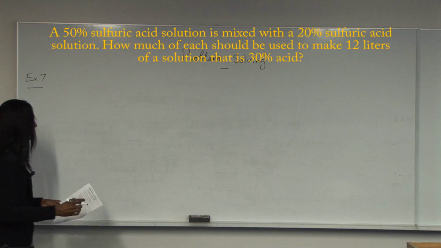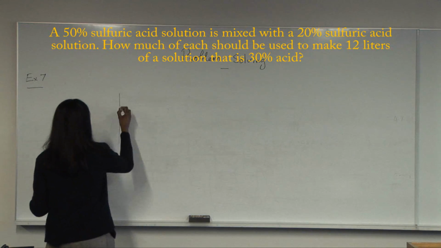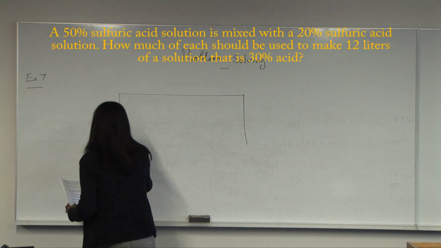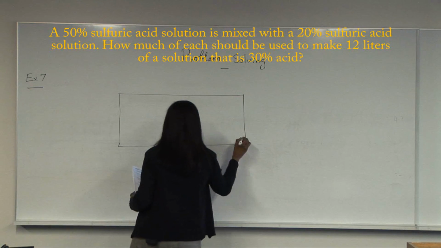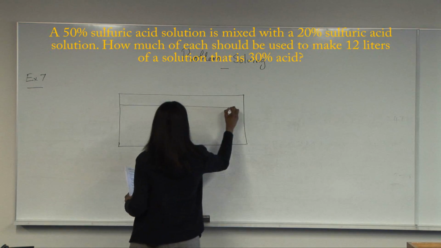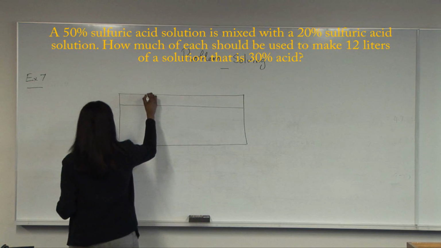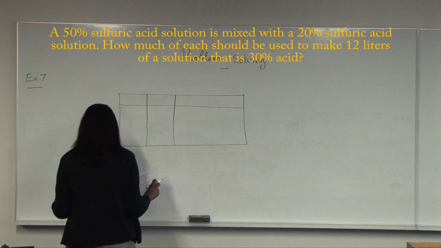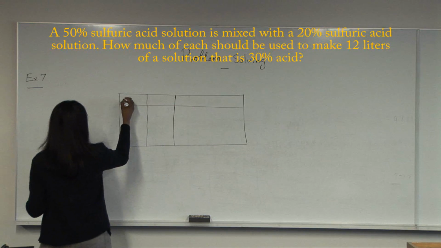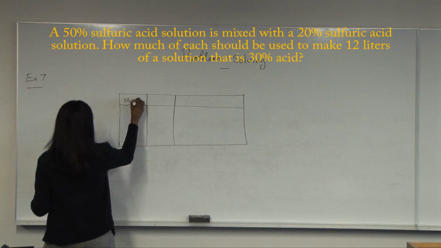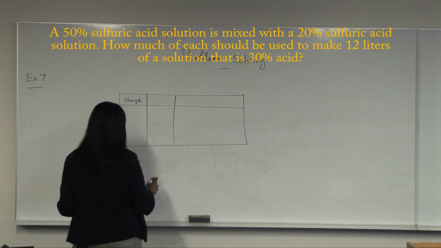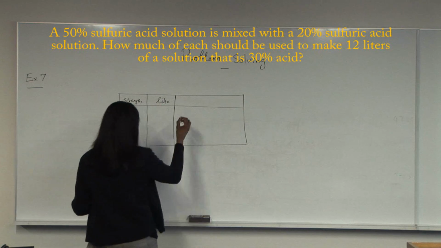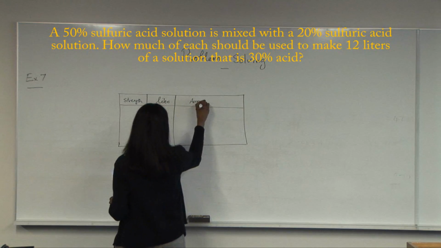So let's set up this problem. So let me do the chart again. This would make the problem easier to solve when you do this. Otherwise you'll be going back to the problem again and again, reading the problem again and again. So this would make it easier. Okay. So let's do the strength of the solution, and then how many liters of each, and then let's find out the amount.